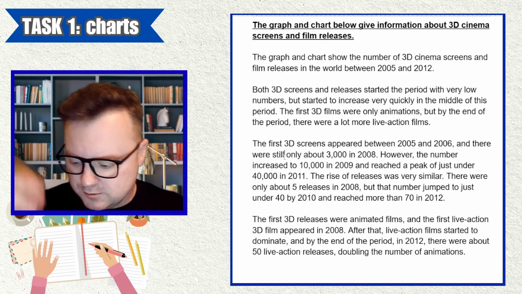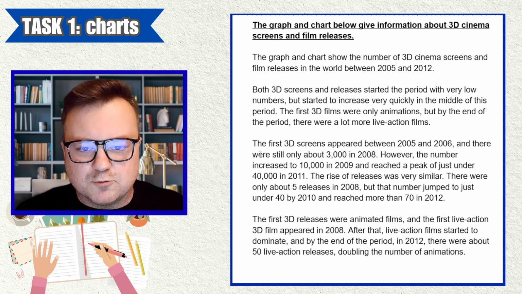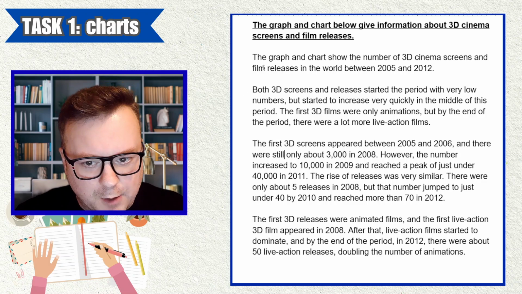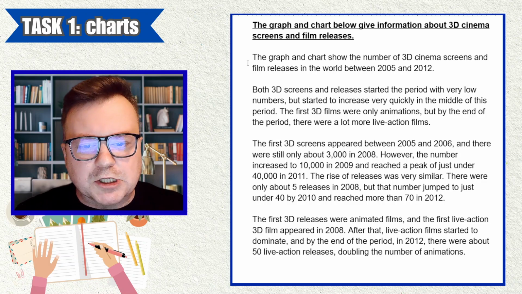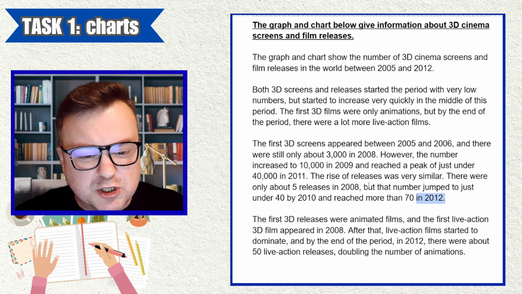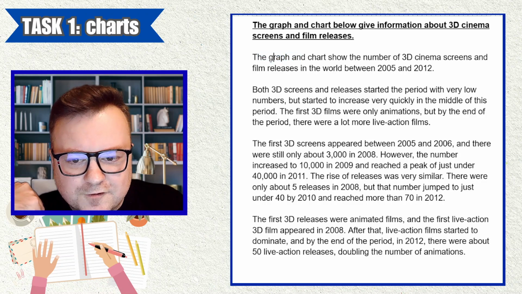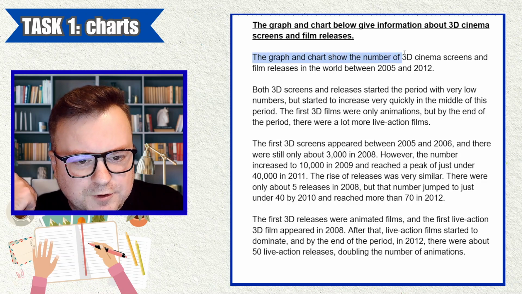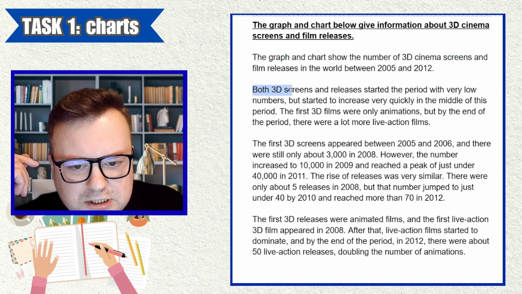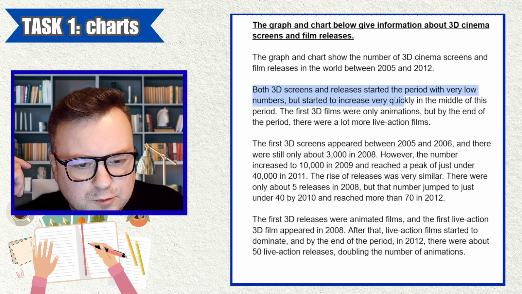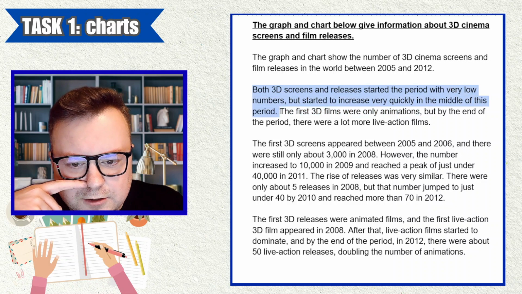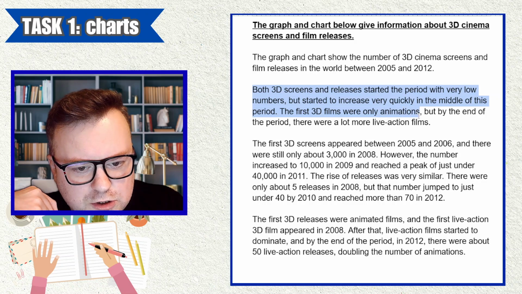So, of course, like all good IELTS writers, I'm going to check my work and make sure that there aren't mistakes, make sure that everything is clear. If I can reduce this paragraph a little, I will. Let's start this editing process. The graph and chart show the number of 3D cinema screens and film releases in the world between 2005 and 2012. Okay, fine. Both 3D screens and releases started the period with very low numbers, but started to increase very quickly in the middle of this period. The first 3D films were only animations.